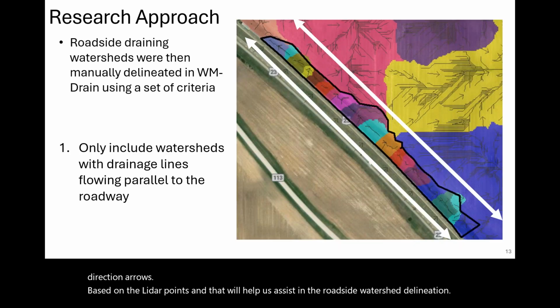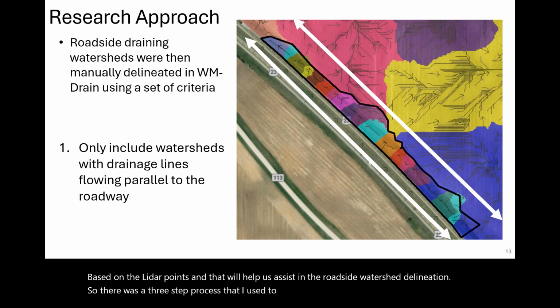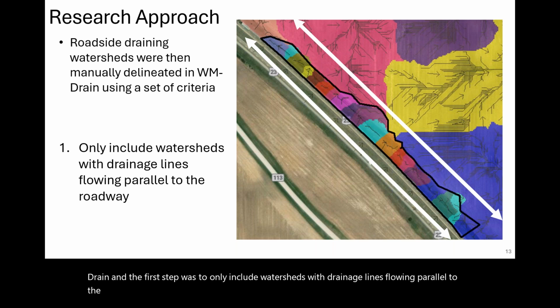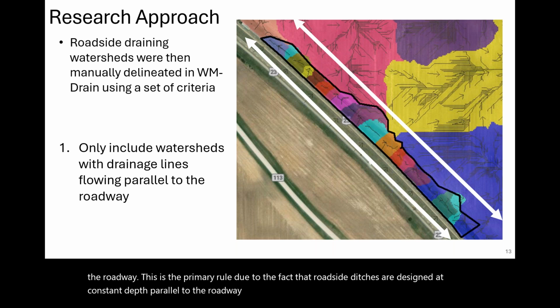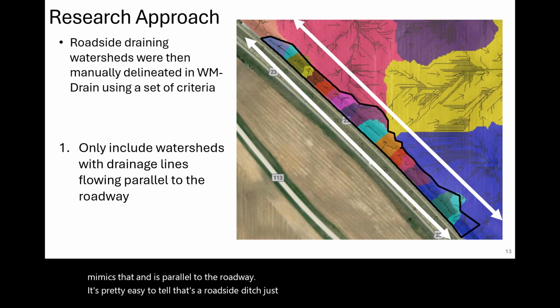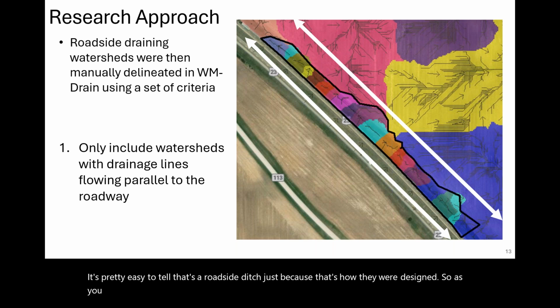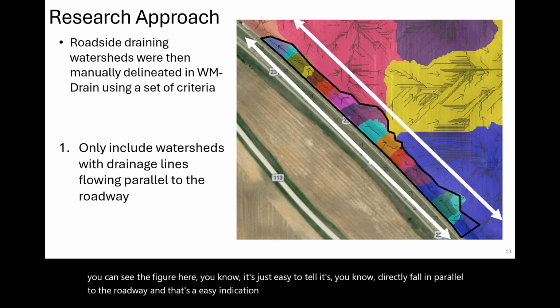There was a 3-step process that I used to delineate roadside draining watersheds in WM Drain. The first step was to only include watersheds with drainage lines flowing parallel to the roadway. This is the primary rule due to the fact that roadside ditches are designed at constant depth parallel to the roadway. So it's pretty easy when you see a drainage pattern that mimics that and is parallel to the roadway. It's pretty easy to tell that's a roadside ditch just because that's how they were designed. As you can see in the figure here, it's directly following parallel to the roadway, and that's an easy indication that that's a roadside draining watershed.